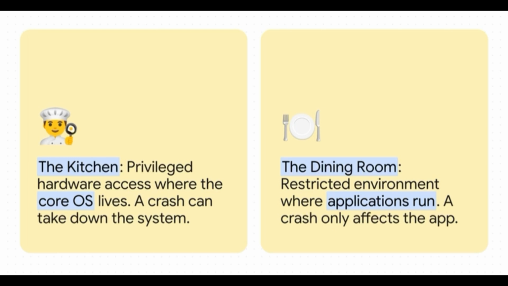Okay, so where do these drivers actually live? I love this analogy. Think of your computer as a restaurant. User space is the dining room. It's safe, it's where your applications run, and if a customer spills a drink, it only affects their table. But kernel space? That's the kitchen. It's where the real powerful work happens. Drivers live here, with direct, privileged access to all the hardware. It's incredibly powerful, but if something goes wrong in the kitchen, the whole restaurant shuts down. And that, my friends, is a kernel panic.